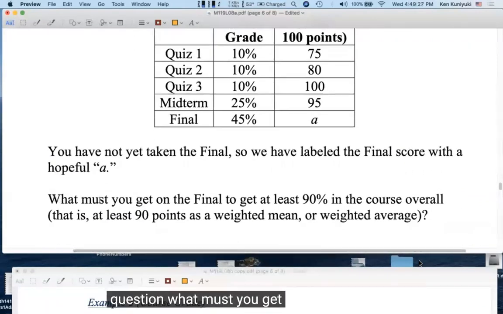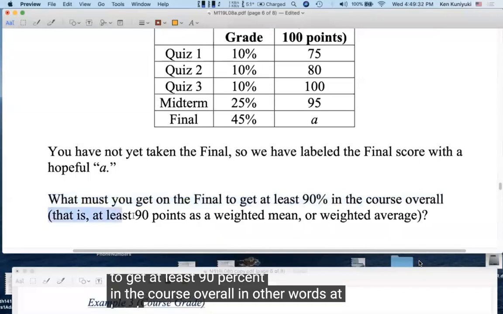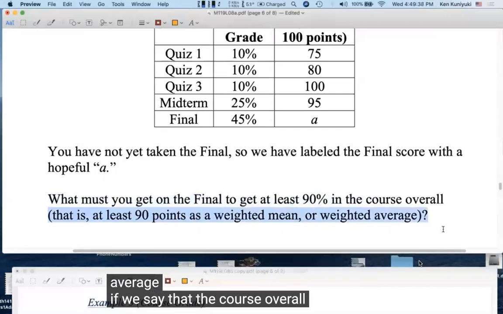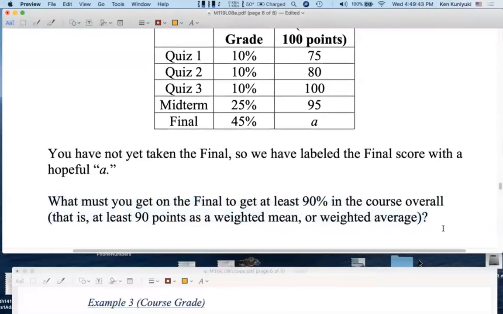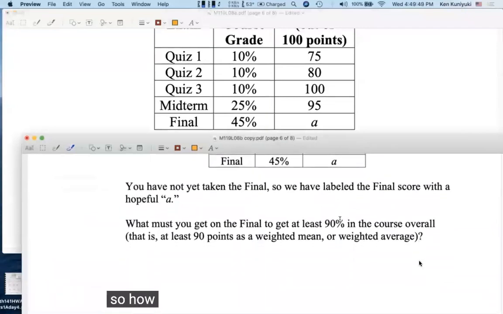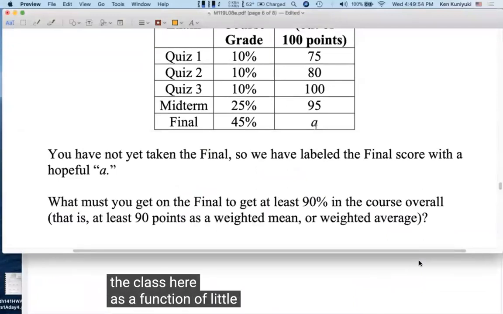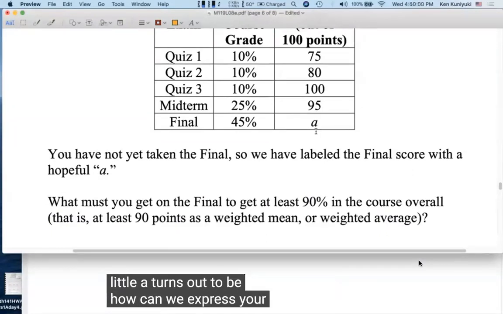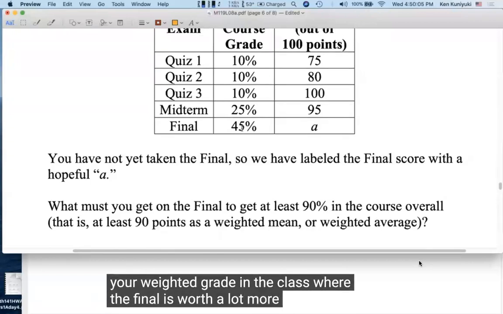Question, what must you get on the final to get at least 90% in the course overall? In other words, at least 90 points as a weighted mean or weighted average, if we say that the course overall is out of 100 points as a course total. So let's do this. How can we represent your grade in the class here as a function of little a? So whatever little a turns out to be, how can we express your weighted grade in the class, where the final is worth a lot more than the other exams?